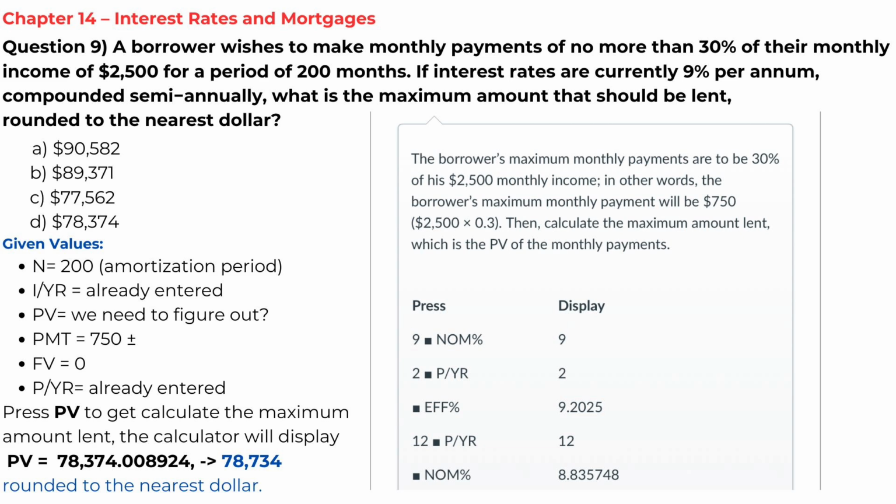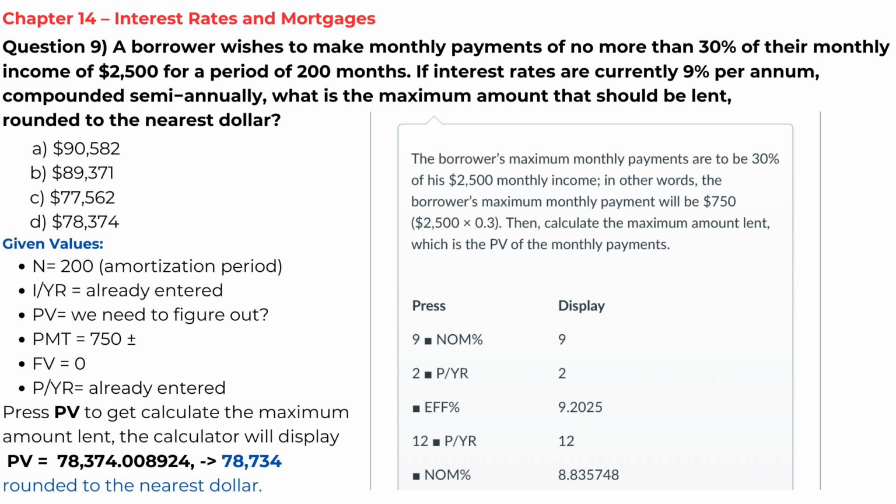Let's convert the given semi-annual rate, which is J2 equals 9%, to monthly J12. 9 shift NOM, 2 shift PYR. Shift effective. 12 shift PYR. Shift NOM. Calculator displays J12 equals 8.835748. Now solve for PV.